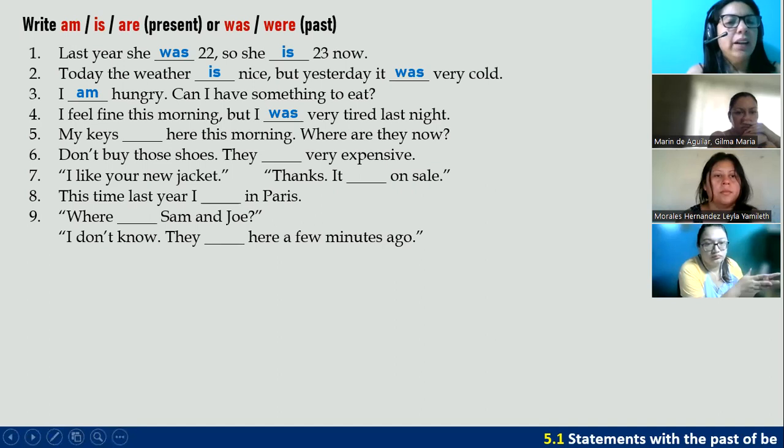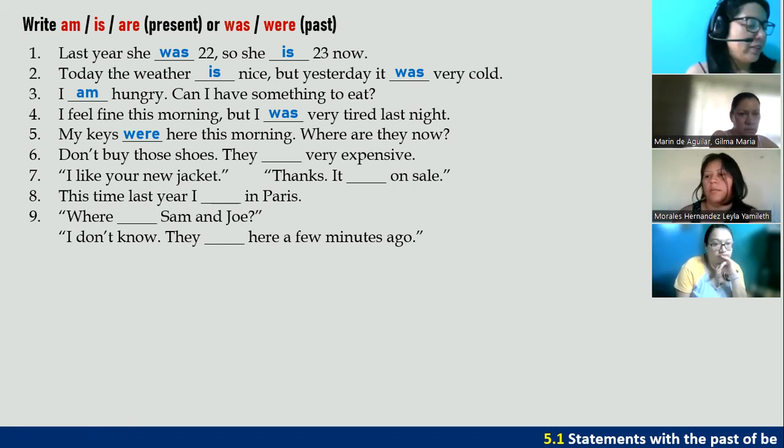My kids are here this morning. Where are they? Where are they now? Are they here this morning? My kids are here. Es are porque es plural, ¿no? Ah, no. My kids were here this morning porque ya pasó. Sí, perdón. Yes. Y pregunta, where are they now, right? Because I cannot see them. Very good. Hilma.